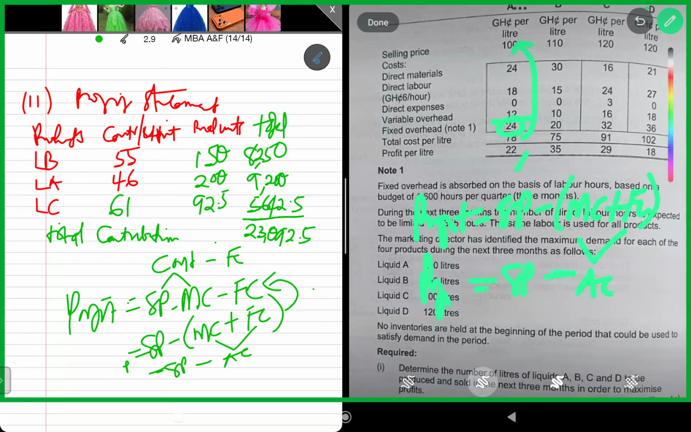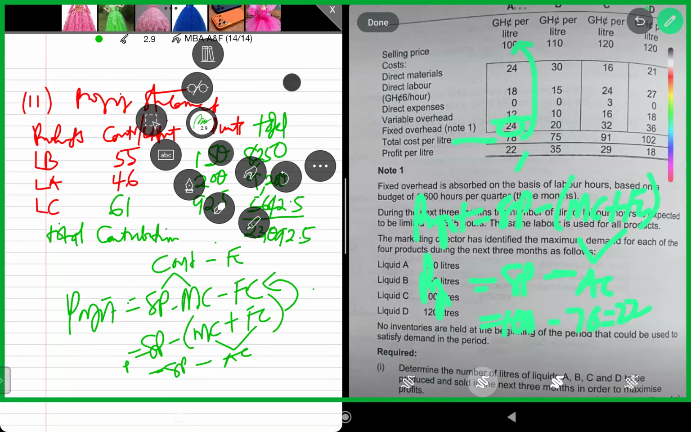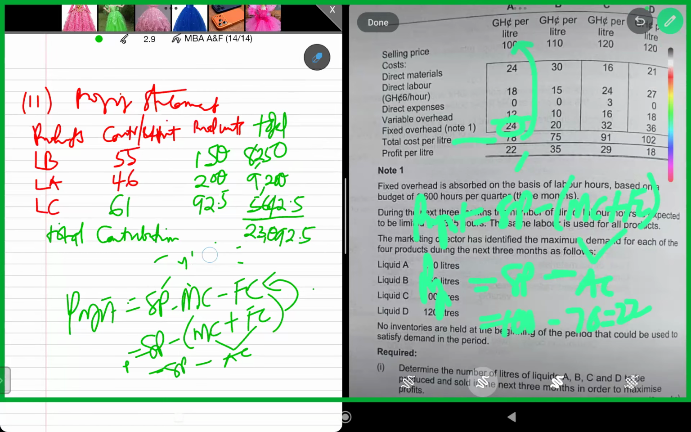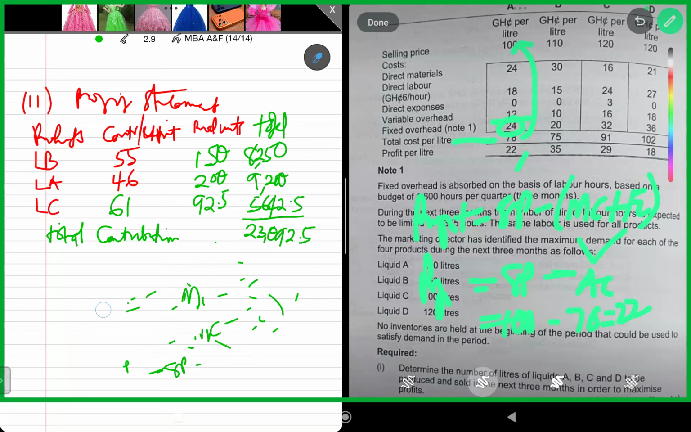So now the absorption costing is 78 per liter. That's the total cost. Taking the 78 from the selling price of 100, we got 22, which is the profit. Are we okay? Good. Meanwhile, selling price minus the marginal cost is the contribution. Having gotten the contribution, we will use it to cover the fixed cost. So we will take out the fixed cost from the contribution so that we can get the profits. That's all.